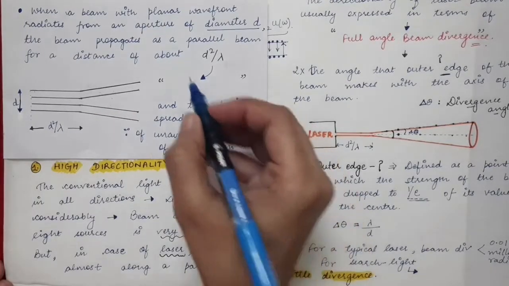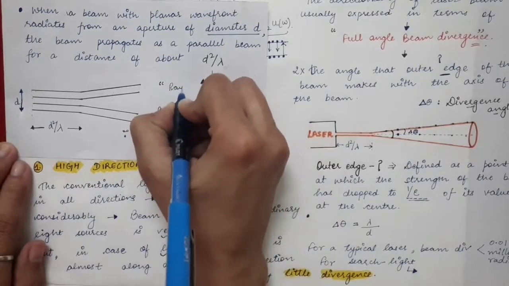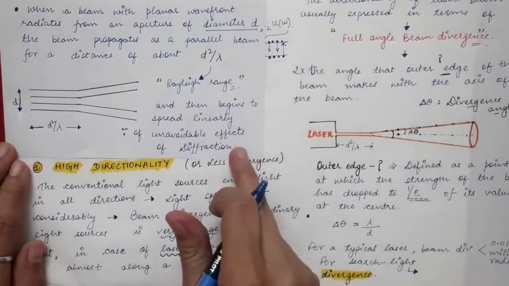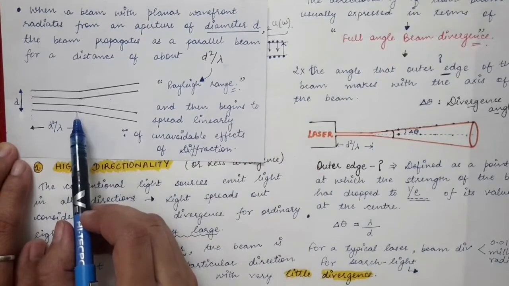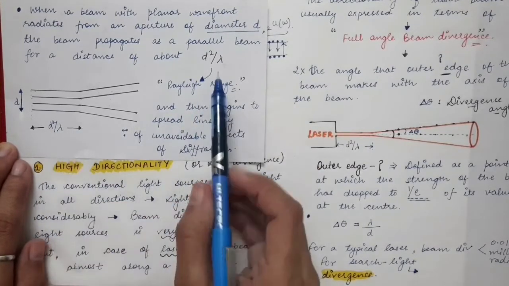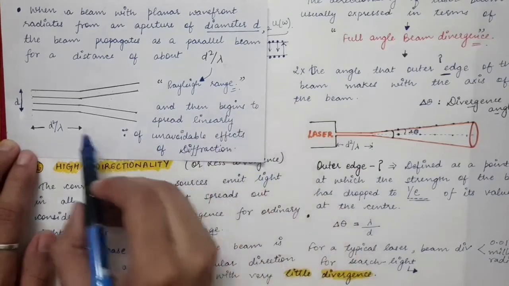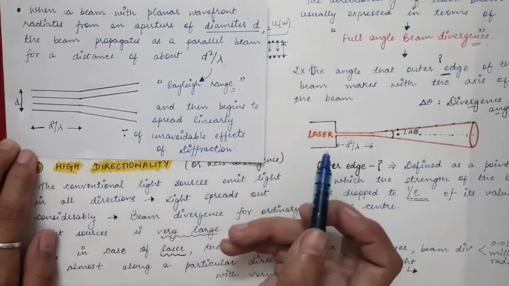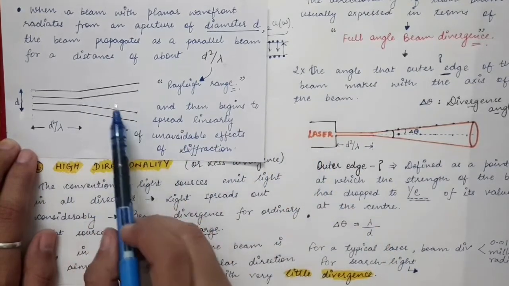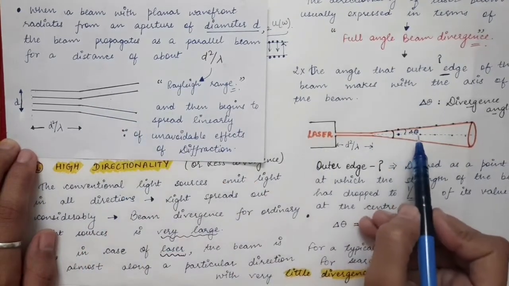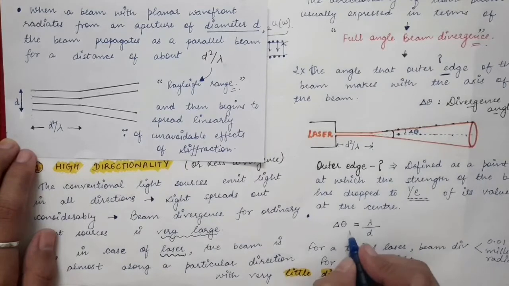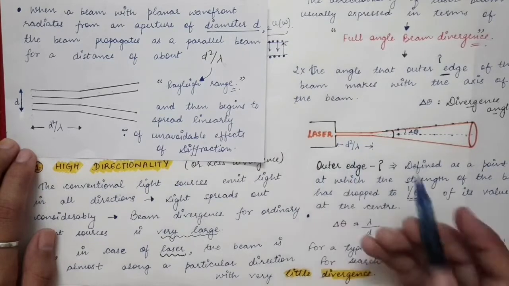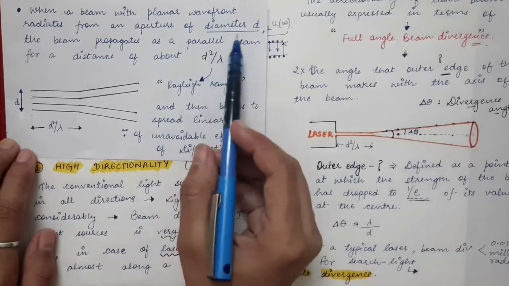And this quantity is called the Rayleigh range. So the beam goes in the form of a parallel beam for a distance of about d square by lambda, and this is called the Rayleigh range. After that it starts spreading linearly due to the unavoidable effects of diffraction, and this is when this delta theta angle will arise. Now this delta theta angle is equal to lambda divided by d. Lambda is the wavelength of the light emitted from this laser, and d is the diameter of the aperture.